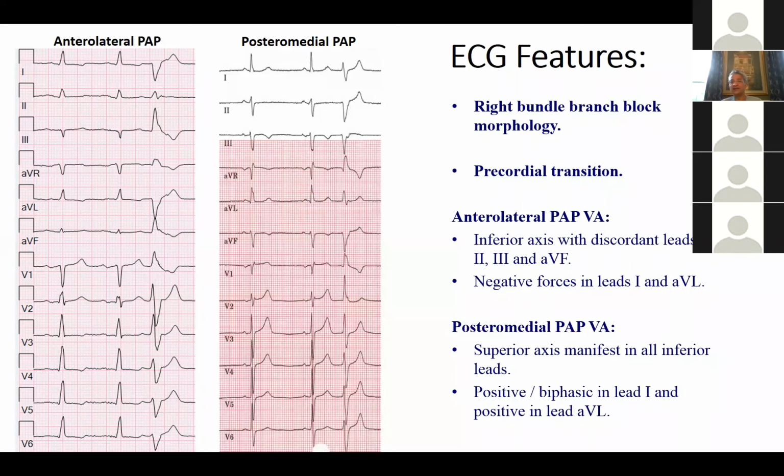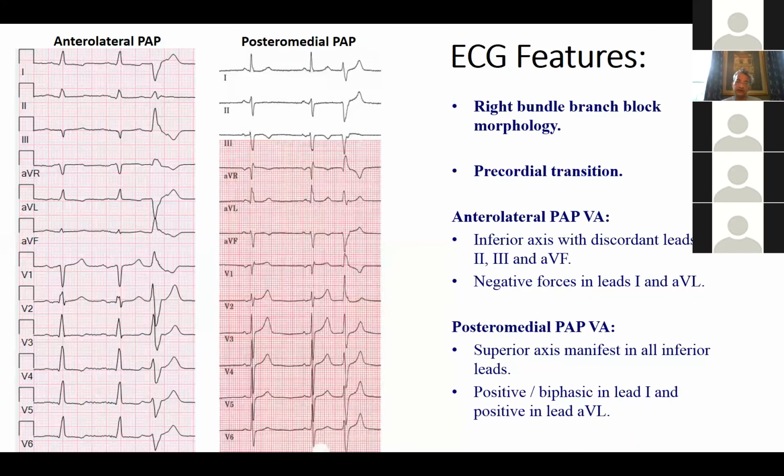And typically, depending on whether the source is exiting near the base of the papillary muscle, the precordial transition can be early, or if it is exiting closer to the tip of the papillary muscle near the chordae, then the precordial transition can be later. But there should be precordial transition. So those are the two unifying features.